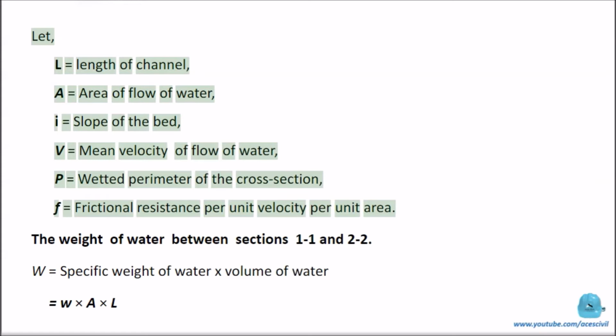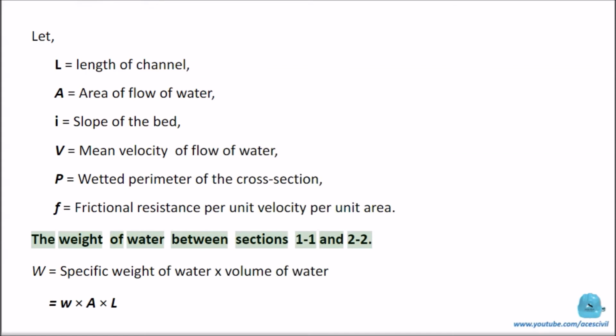Let L equals length of channel, A equals area of flow of water, i equals slope of the bed, V equals mean velocity of flow of water, P equals wetted perimeter of the cross-section, f equals frictional resistance per unit velocity per unit area.